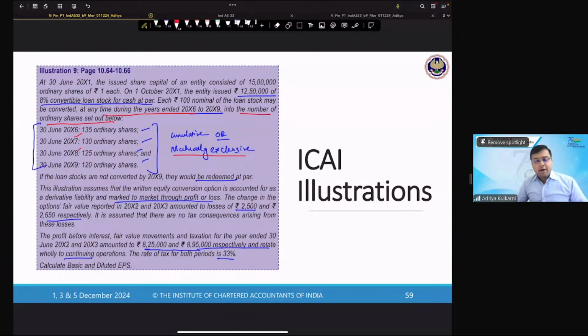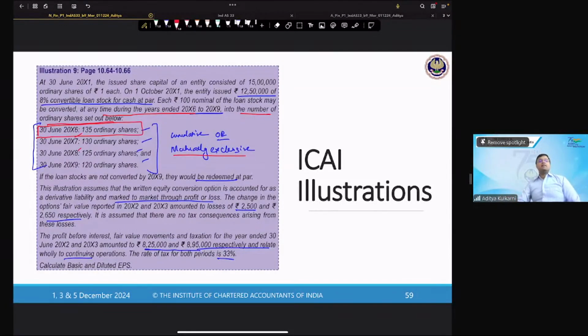So now my point to you is, when they are mutually exclusive, what conversion ratio will you have to take for the purposes of diluted EPS workings? The most beneficial one, that is on x6. Most beneficial to whom? To the holder of the shares or to the issuer? Holder, sir. Most beneficial to the holder of the shares.